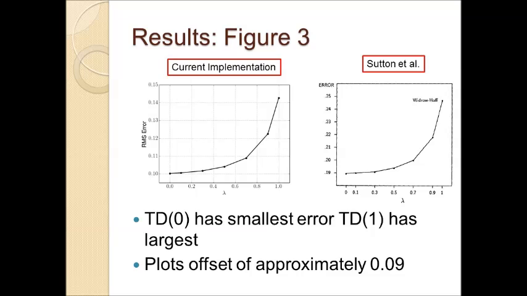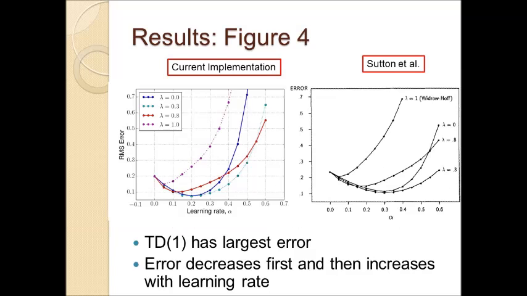Let us now look at the results. The results for figure 3 are compared for the current implementation on the left with those in the paper on the right. The results are very similar, although there is an offset of about 0.09. We notice that TD0 has the smallest error among all the lambda values.